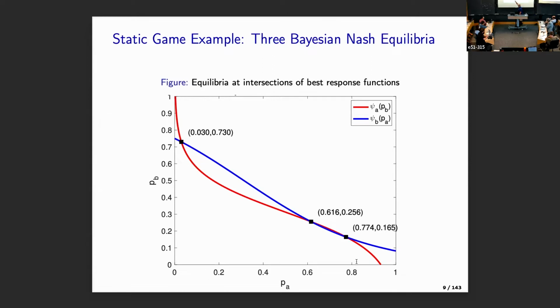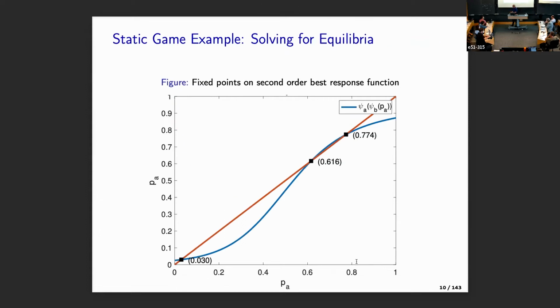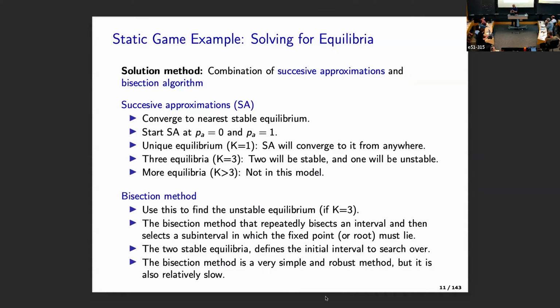And these are stable equilibria, and then there's an unstable equilibrium in the middle. So there's 3 equilibria, and they're pretty easy to find in this example. One way to find it would be to substitute one best response function into the other, and find the fixed point where that mapping maps into itself. So, 3 equilibria. You can devise an algorithm to find that.